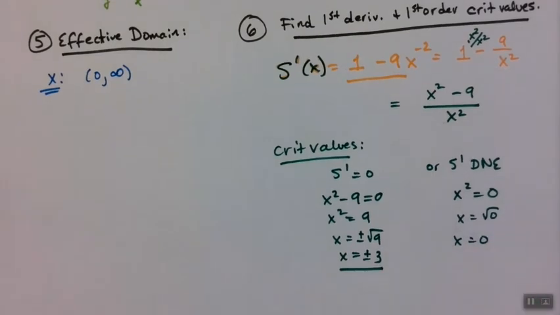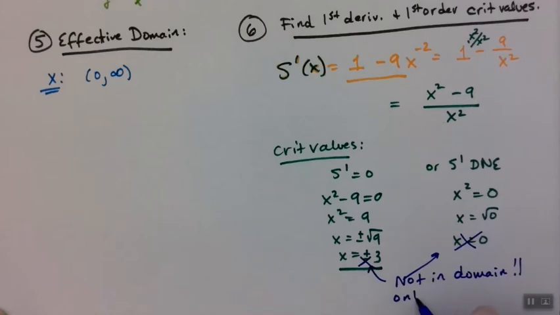Now, I say that, however, we actually have to knock off a couple of these. They're not going to do us any good. So x equals 0 and x equals negative 3 are not in the domain. So they're not in the domain.